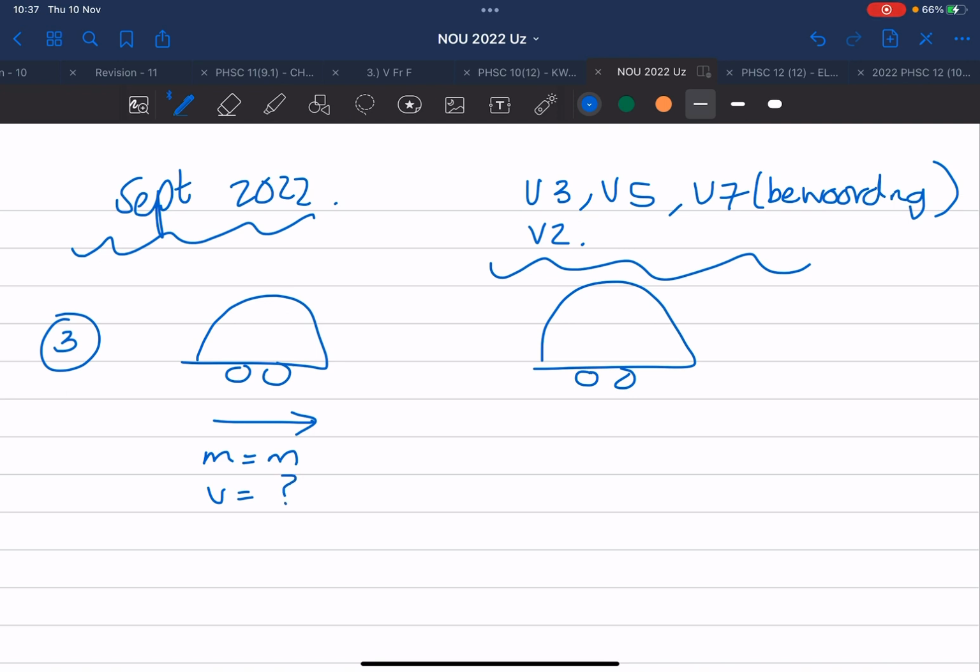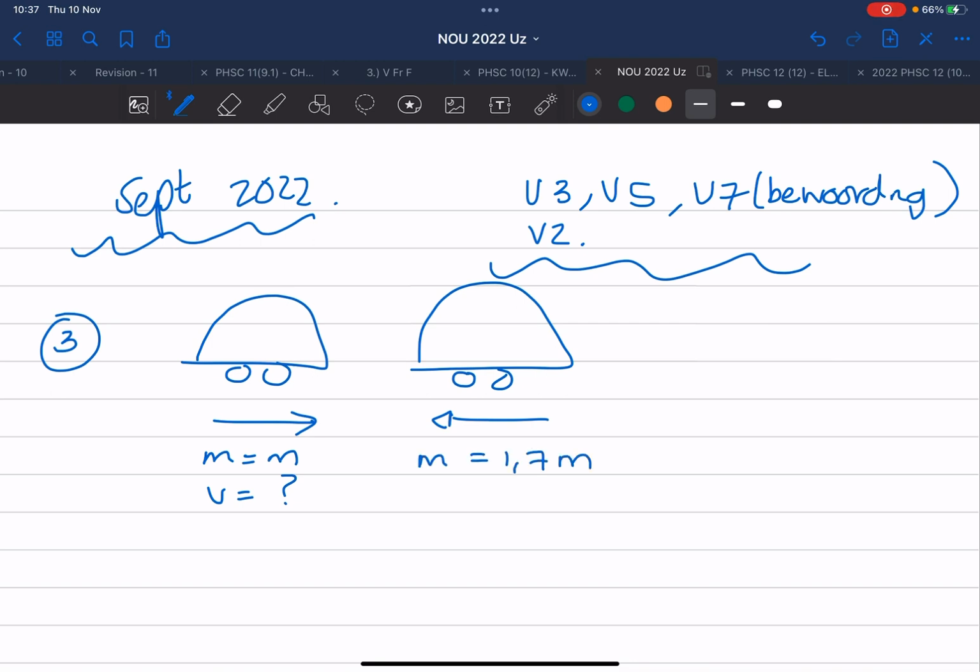Dan is daar 'n ander kar. There's another car that's going, sorry, ek gaan hom net 'n bietjie opskryf. There's another car moving west. And the mass is 1.7 M. And the velocity is 15 meters per second. Okay, nou wat moet jy heel eers doen in hierdie hoofstuk? Rigting. Choose a direction as positive.